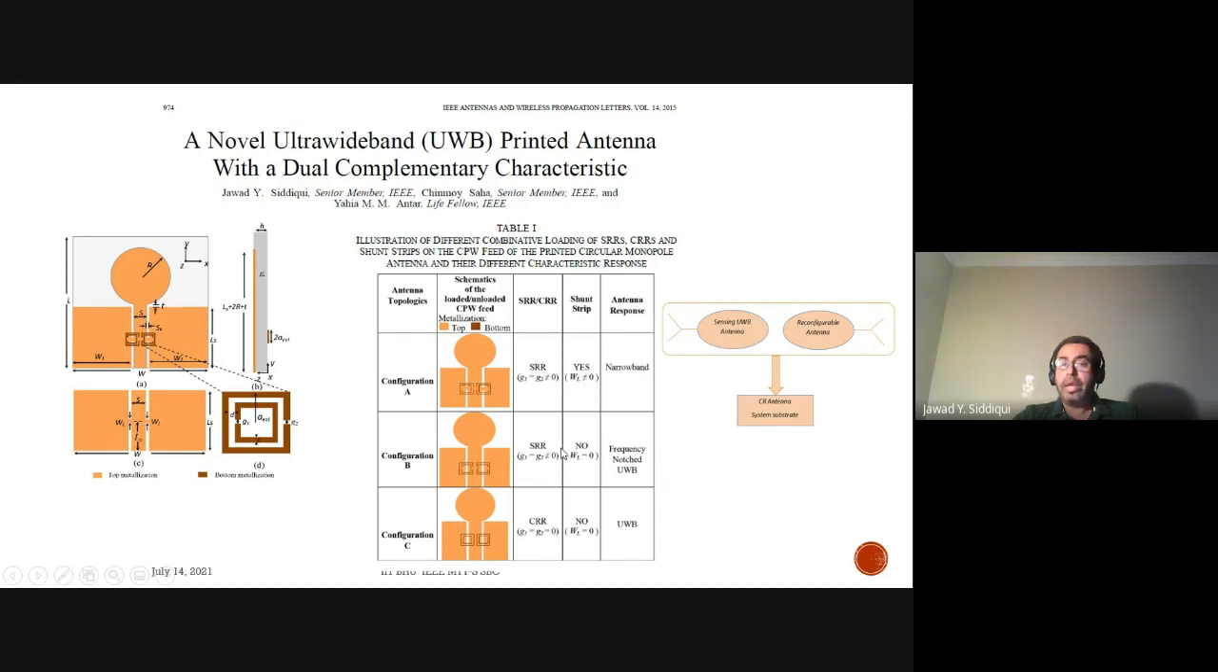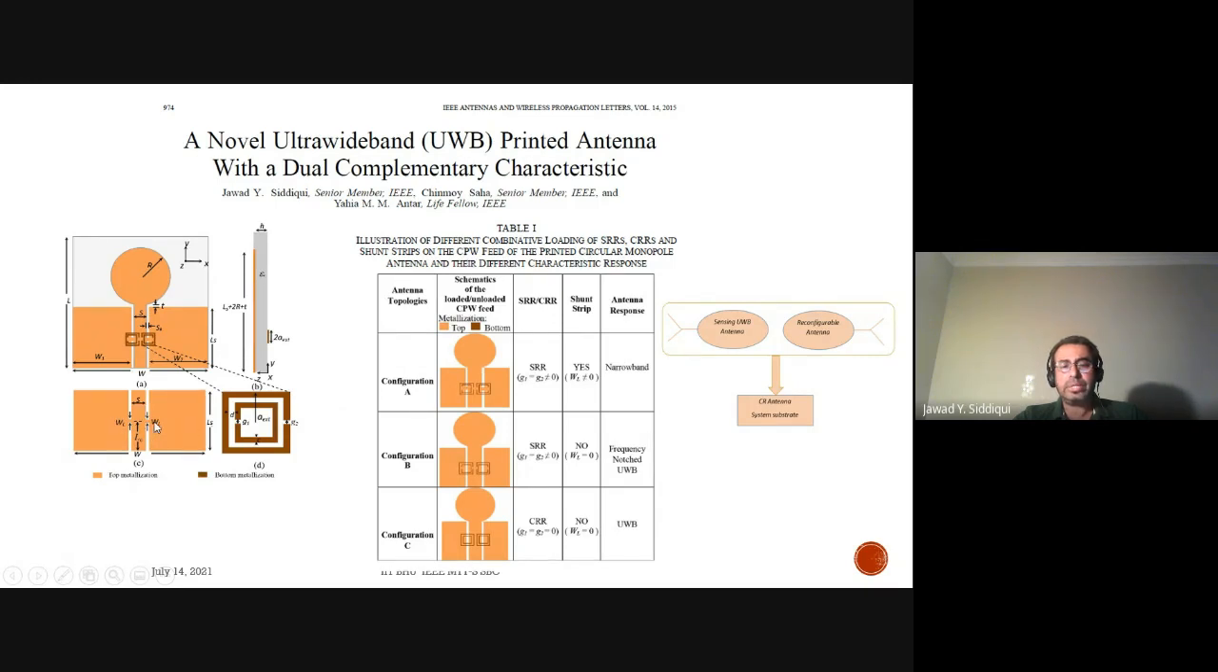Okay, now again, the third configuration, which I found out very accidentally, is if you short the ground plane and the signal line of the coplanar waveguide, what will happen? You know, nothing should pass through.